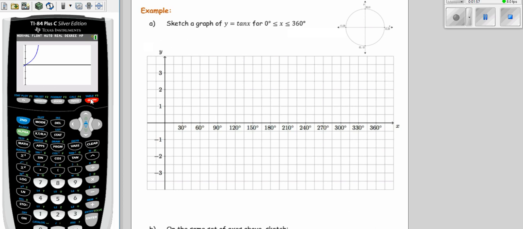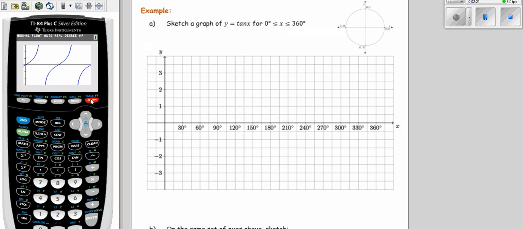Can anyone remember what the period of a tan graph is? Is it 2 pi, or is it pi? It's pi, yeah. Because if it was sine x or cos x, the period's 2 pi over 1, so just 2 pi. If it's tan x, it's half of it, it's pi. So it's going to repeat itself every 180 degrees.